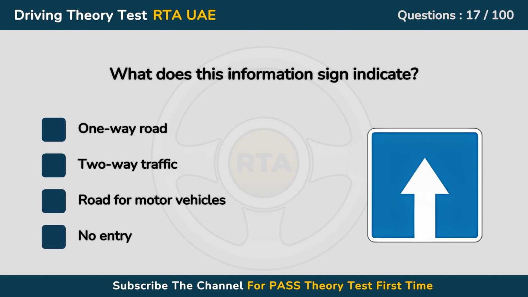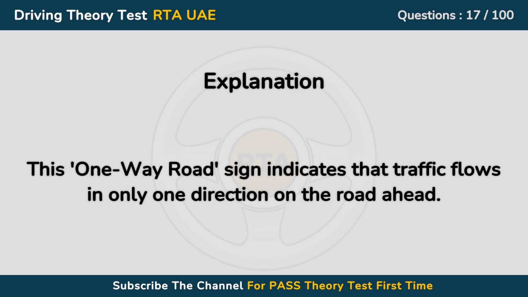Question 17. What does this information sign indicate? A, one-way road. B, two-way traffic. C, road for motor vehicles. D, no entry. Answer is A, one-way road. This one-way road sign indicates that traffic flows in only one direction on the road ahead.